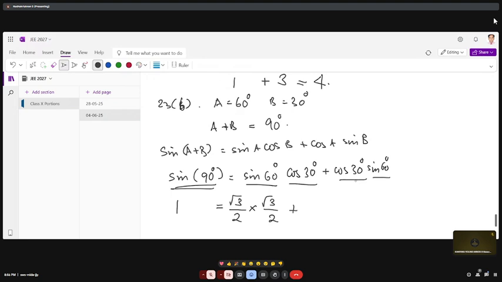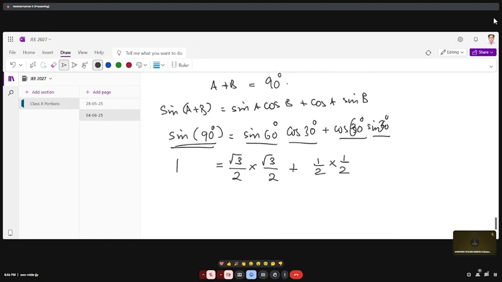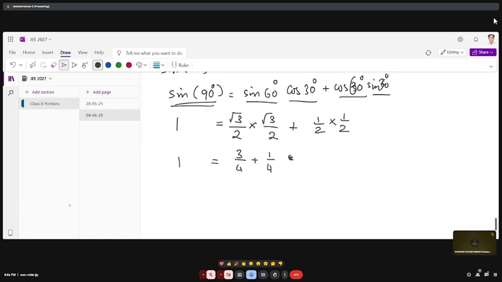Okay, and sin 60 cos 30 plus cos A sin B. So cos 60 is 1 by 2. Sin 30 is also 1 by 2. Okay. Sin 60 is equal to cos 30 and cos 60 is equal to sin 30. So see if they are matching. 1 equal to, this is 3 by 4 and this is 1 by 4. So we are verified. Okay. Matching. Right?